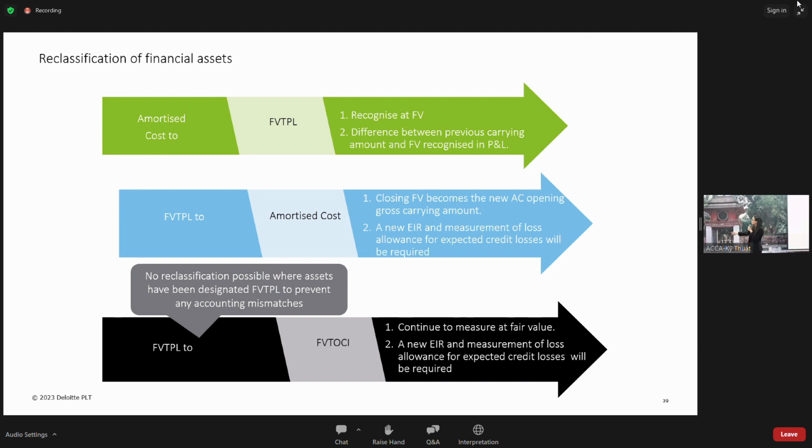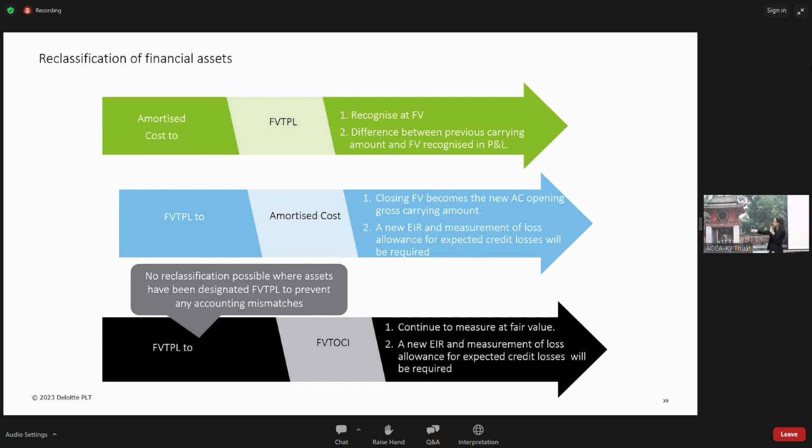Then, if it's fair value to P&L to amortized cost, the closing fair value becomes the new amortized cost opening gross carrying amount. So this one becomes the deemed cost. And because fair value doesn't have an EIR, you don't have such a concept, I now have to identify what the new EIR will be and measure ECL, because an amortized cost financial asset will be subject to ECL.